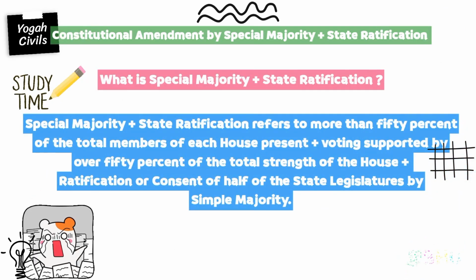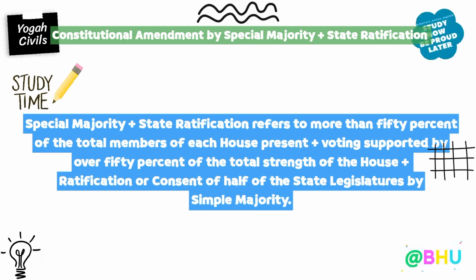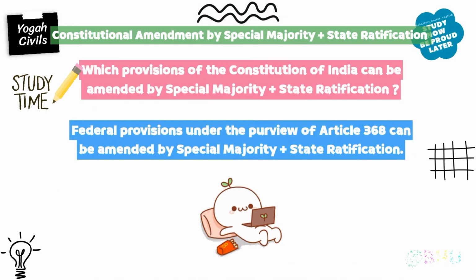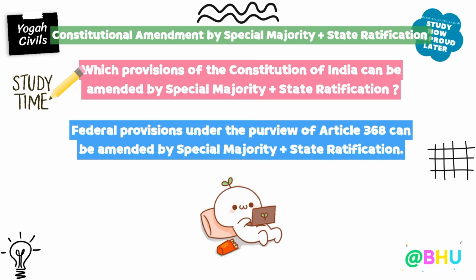Constitutional amendment by special majority plus state ratification. What is special majority plus state ratification? Special majority plus state ratification refers to more than 50% of the total members of each house present plus voting supported by over 50% of the total strength of the house plus ratification or consent of half of the state legislatures by simple majority. Which provisions of the Constitution of India can be amended by special majority plus state ratification? Federal provisions under the purview of Article 368 can be amended by special majority plus state ratification.